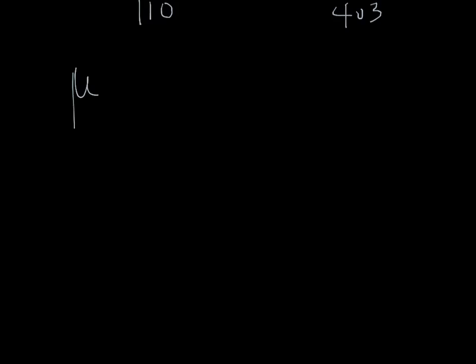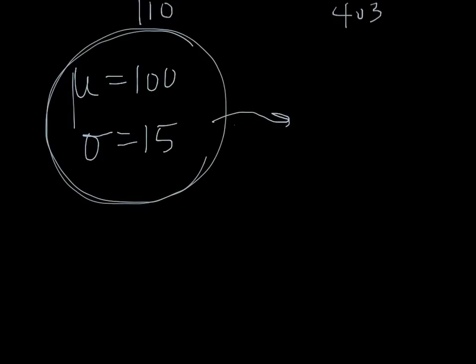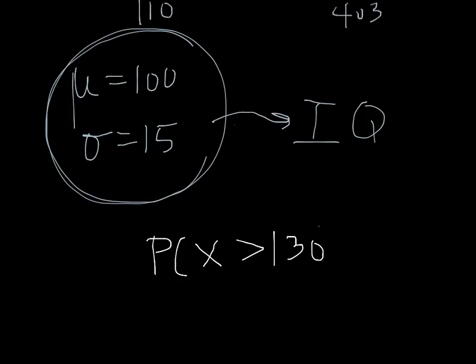Suppose we had a data set with a mean of 100 and a standard deviation of 15. This is IQ. Traditional IQ test has a mean of 100, standard deviation of 15. 50% of people have an IQ above 100, 50% below 100. So how are we going to answer the following? What's the probability of randomly running into somebody on the street and they have an IQ that's at some level of genius, 130? Maybe they're in Mensa.